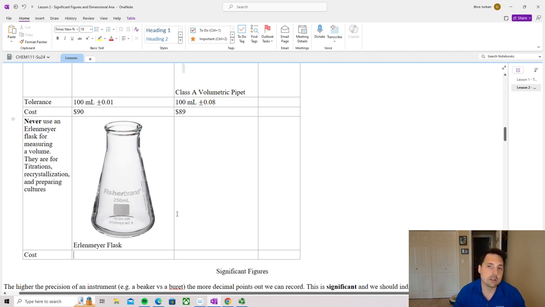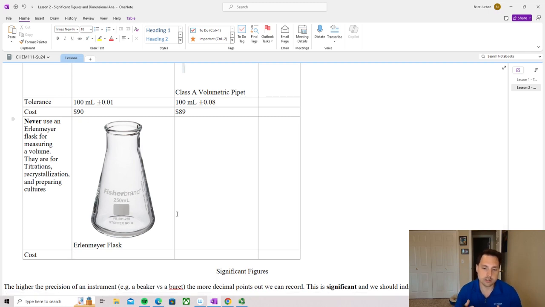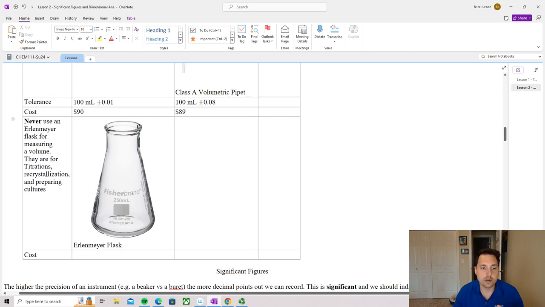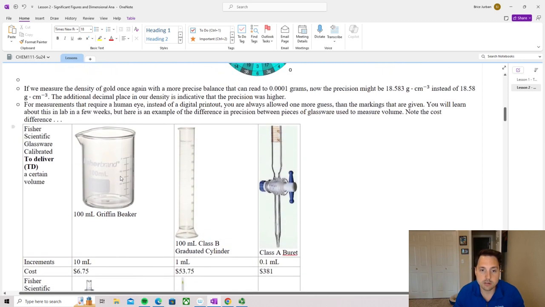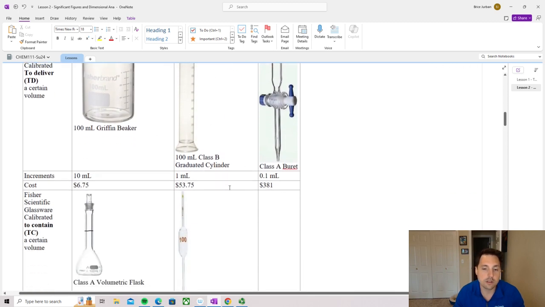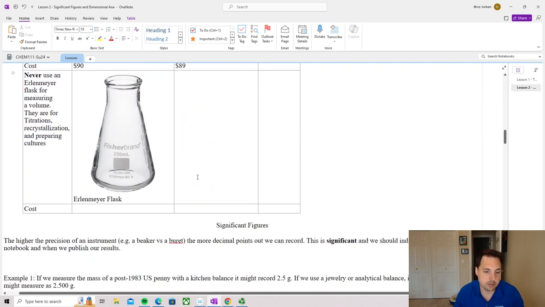They're more used for titrations, which is when you are trying to neutralize a solution that's acidic or basic, or for recrystallization when you are trying to purify a substance. And then if you are growing cells, you might be using it to prepare a culture of that cell. So you'll see Erlenmeyer flasks a lot in the lab, but it's best to make use of one of these other types of instruments for making your measurements.